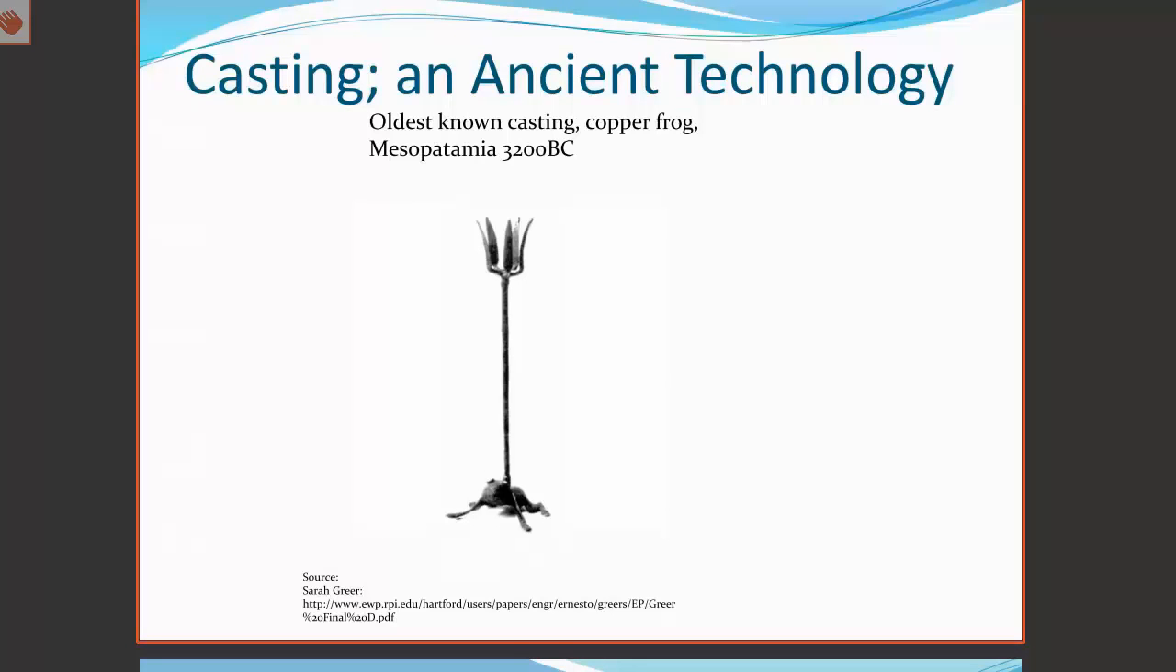Casting of liquid metals into a mold is an ancient technology, and humans have been known to be doing it for at least 5,000 years. The oldest known casting is a copper frog, shown here, that dates back to 3200 BC and is from the Mesopotamia area.